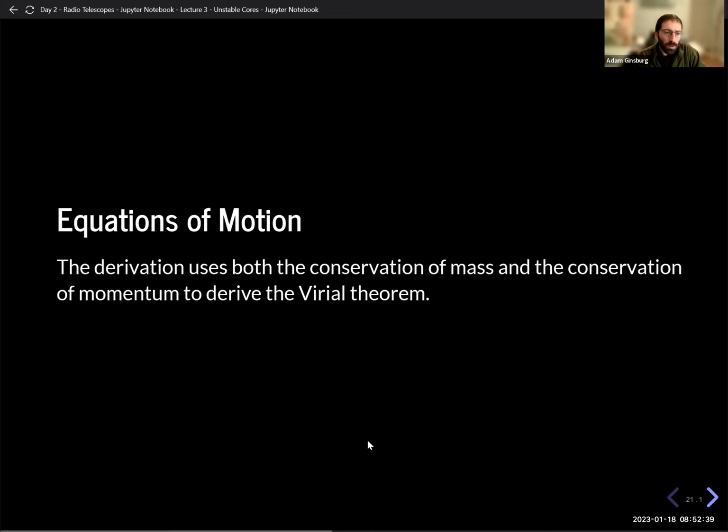So we start off with the equation of motion. We're going to use the conservation of mass and conservation of momentum as the basis of the Virial theorem. Together these make the equations of motion, which tell you, if you start off with some setup where gas is sitting in some location, how it's going to move over time.